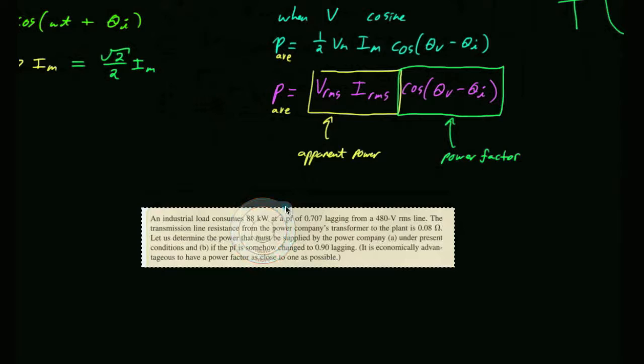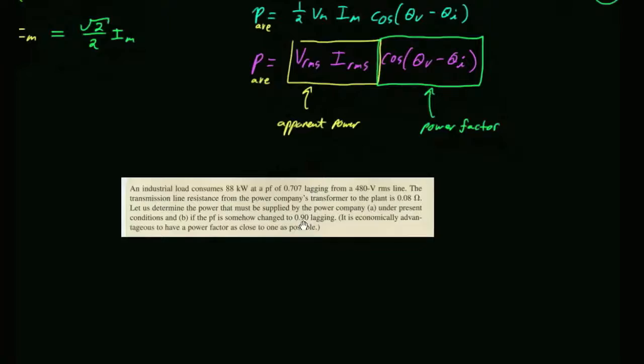And then they tell you that the line is 480 volts RMS. So the line equals 480 volts RMS. So this is like real high power stuff. This is basically what it looks like coming from the power company.